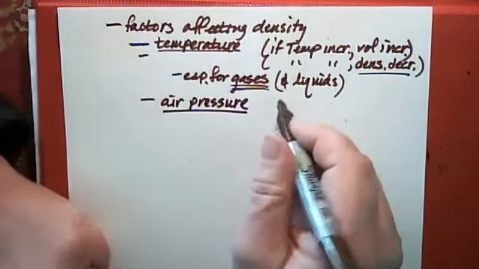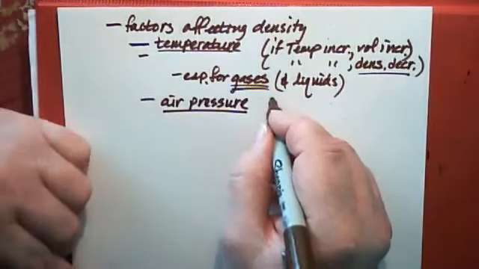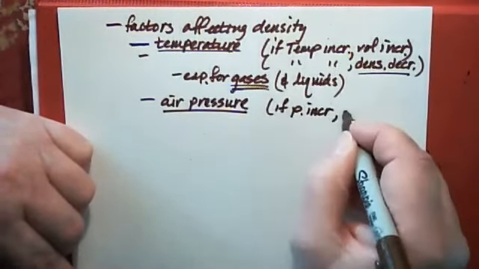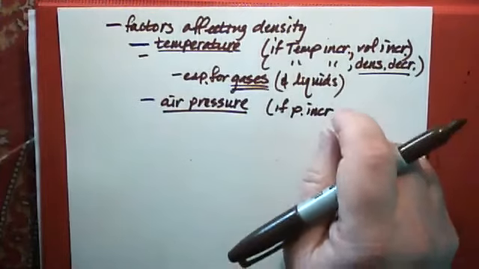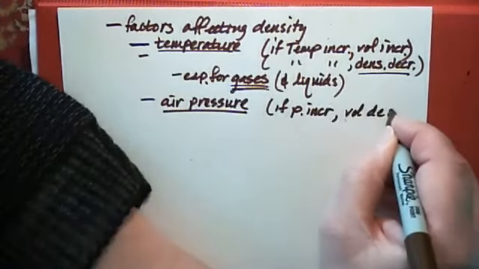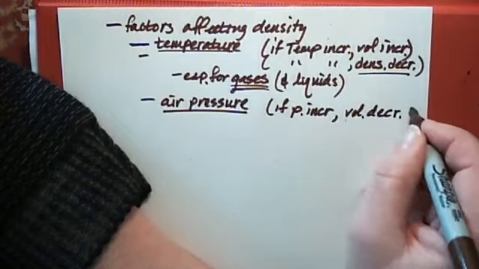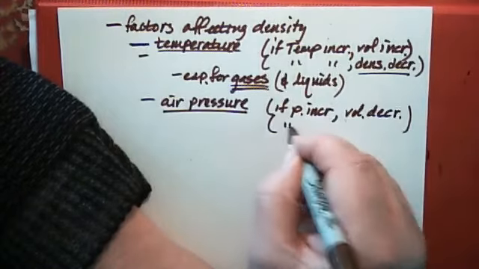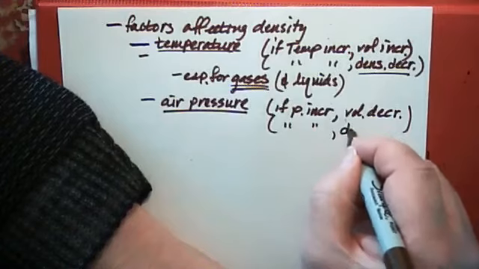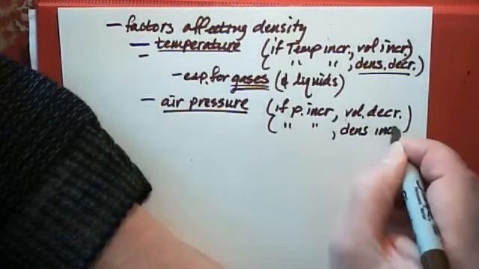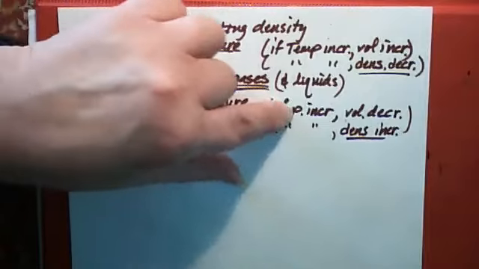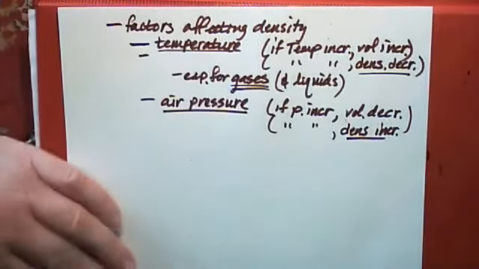And another factor would be air pressure. If the pressure increases, volume will decrease. And if volume decreases, that means density increases. So if pressure increases, density increases.